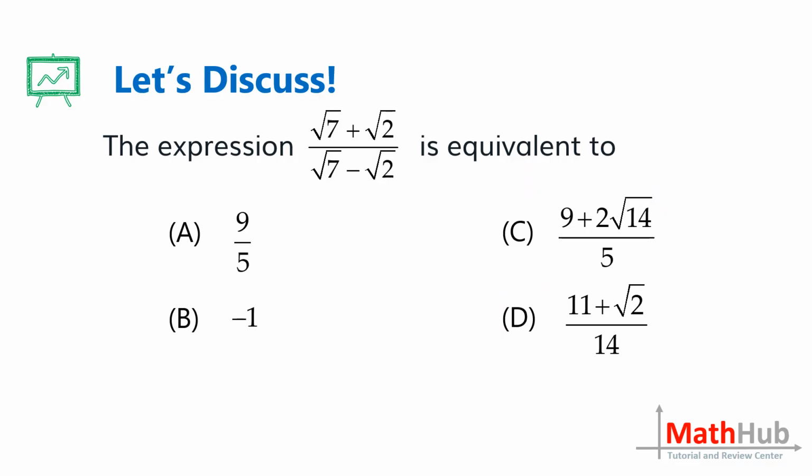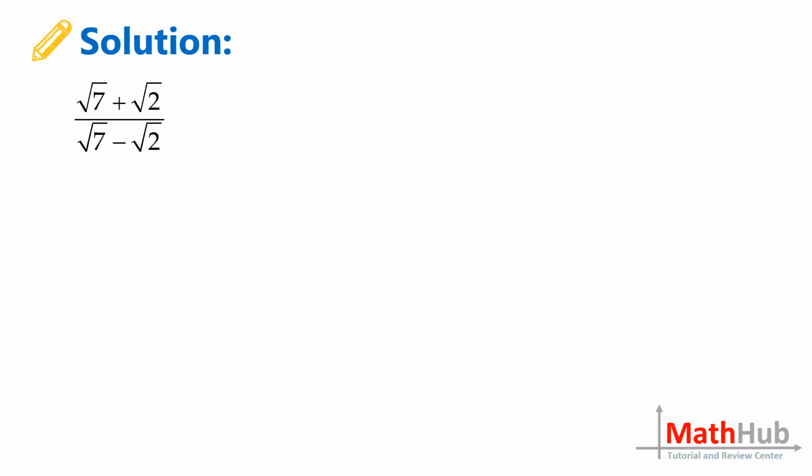Alright, so for the next example, we want to find an equivalent expression for this expression over here. All right, so let's attack. So what will we do? Rationalize, right? We need square root of 7 plus square root of 2. Oops, not equals, but multiplication. Square root of 7 plus square root of 2.